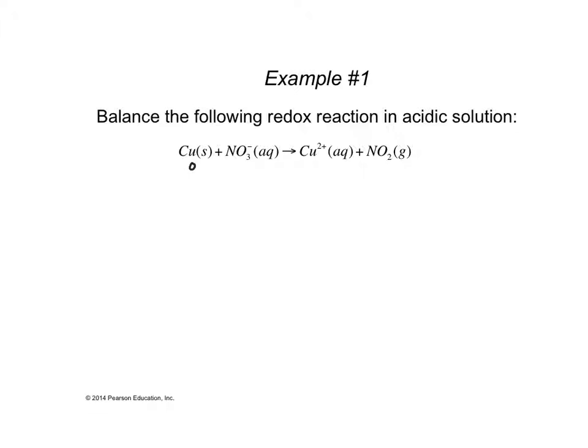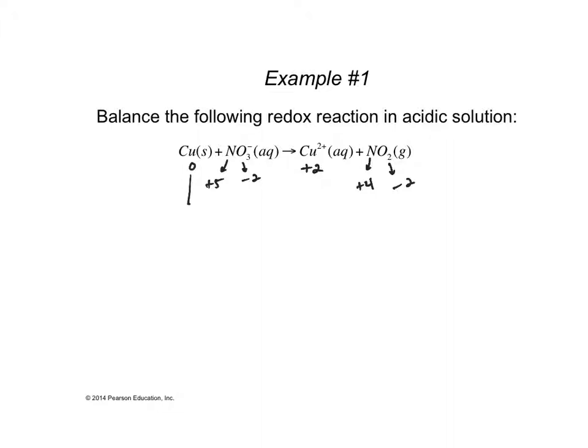If I then move on to NO3-, oxygen is the more predictable molecule here. It's going to have an oxidation state of -2. So because of that, nitrogen is going to have an oxidation state of +5 in this molecule. When I go to my products, I have copper with a +2 oxidation state, and then oxygen again will have a -2. Nitrogen now has a +4, okay?